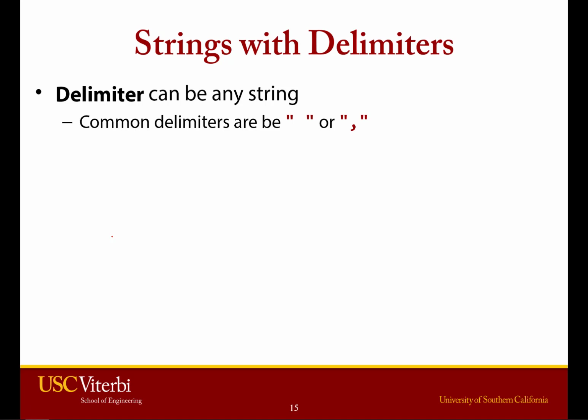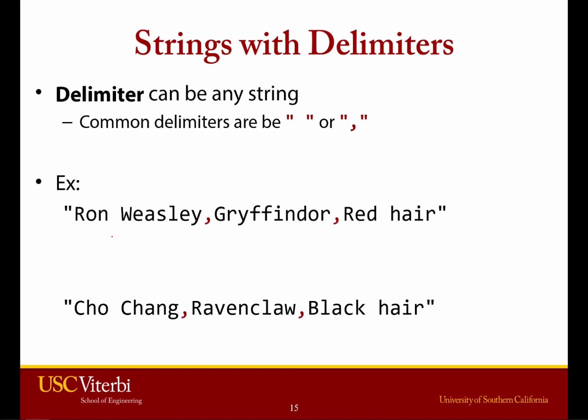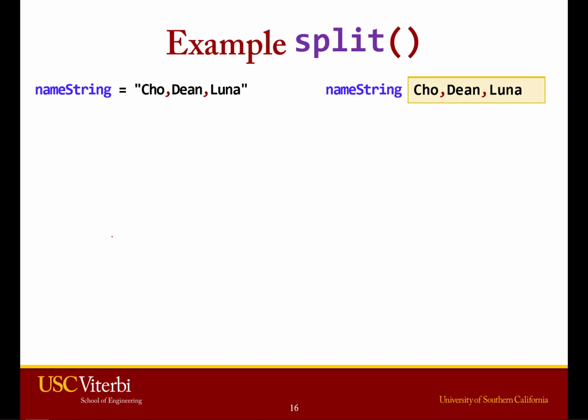Looking at this example, imagine you had a string, Ron Weasley, comma, Gryffindor, comma, red hair. And then you had another string, Cho Chang, comma, Ravenclaw, comma, black hair. The most common delimiter we would use would be the comma, right? That would seem most appropriate. That's the symbol that seems most logical in this particular string that separates useful pieces of data. Let's look at a different example. I have name string equals Cho, Dean, Luna. So I have a string variable that happens to have this comma throughout it.